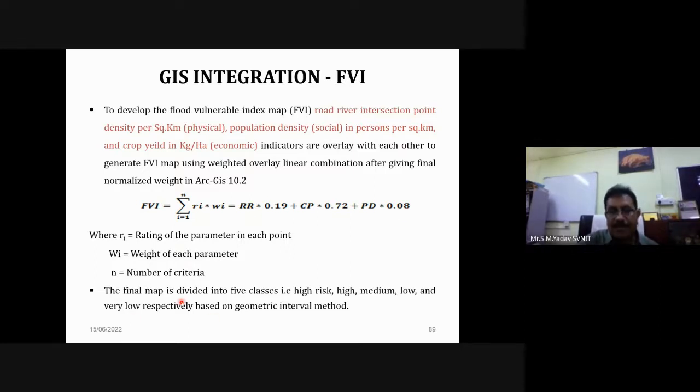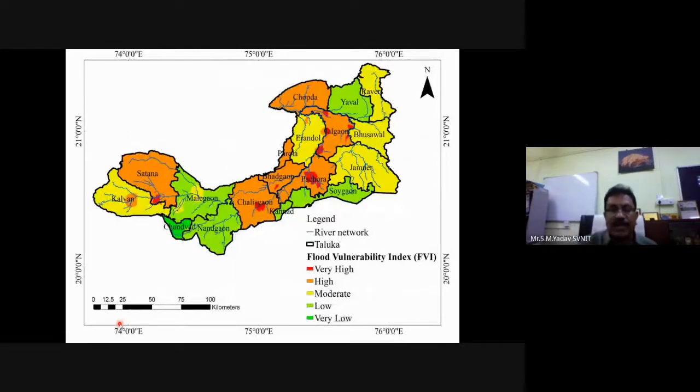And for the final map, as we have to overlay the flood hazard index map over the flood vulnerable index map, we have to make the same classes: high risk, high, medium, low, and very low. The final map of the flood vulnerable index and the final map of the flood hazard index have the same classes. Then only can you find out the flood risk index map, that is FRI. So high risk, high, medium, low, and very low respectively. So this gives the flood vulnerability index map FVI, wherein you can find the various areas ranging from very highly vulnerable to very low vulnerable.